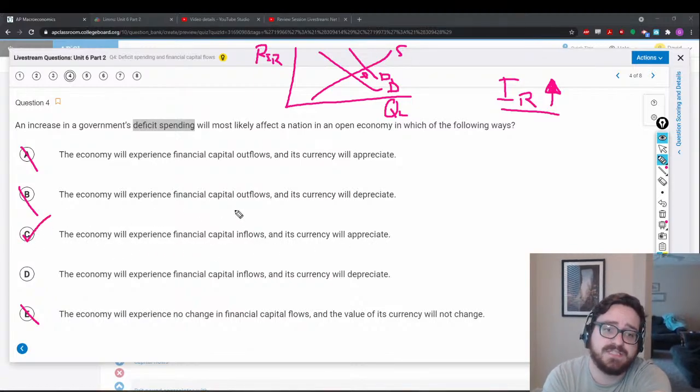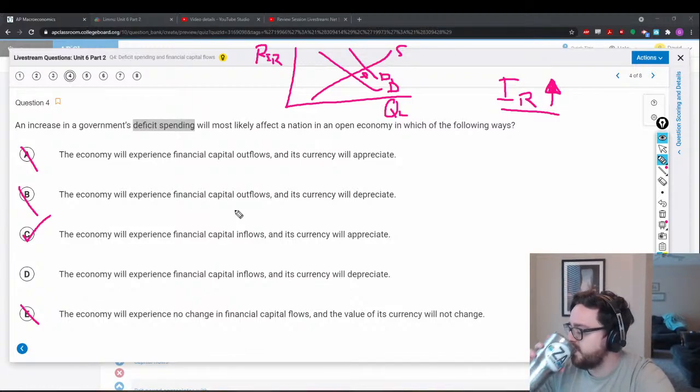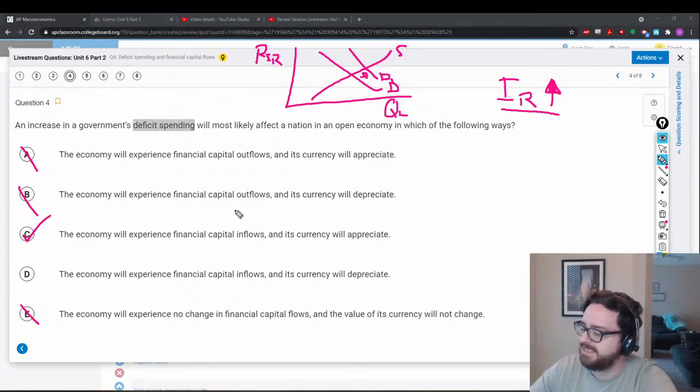Didn't ask about net exports that time. That's cool. Just asked about capital flow, which is where is the money going. If we have a higher interest rate, it's coming here. They want to invest in us now. Once you get this back to that currency appreciation deals before.